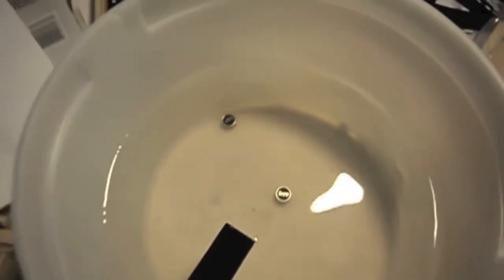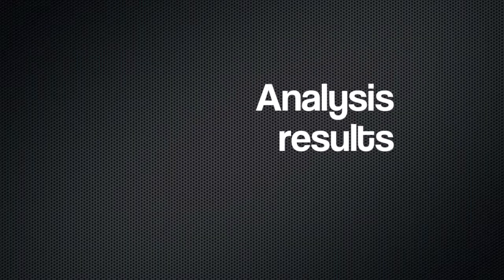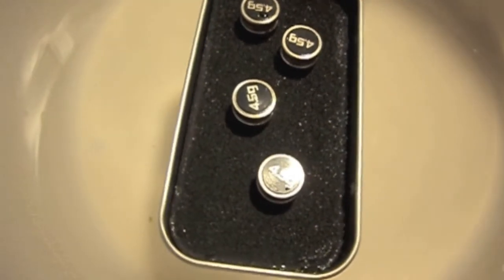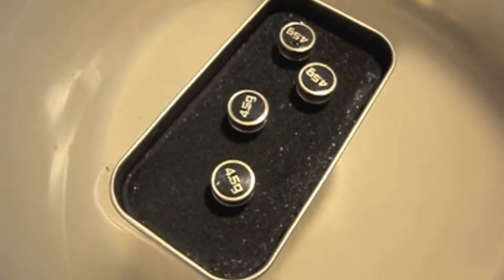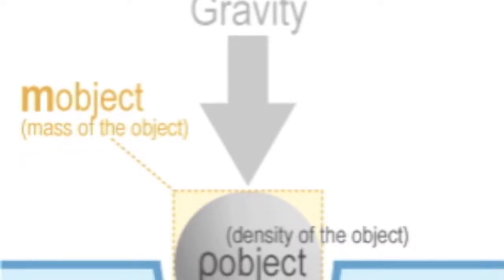After getting the same results, I have concluded that it is the same. Now for my analysis results. Here you can clearly see a boat made of metal that holds up 4.5 gram weights. Why is this?